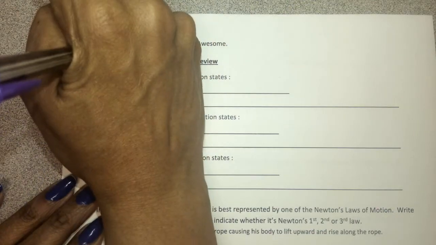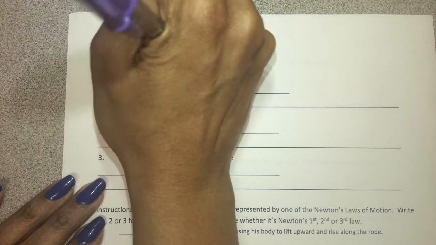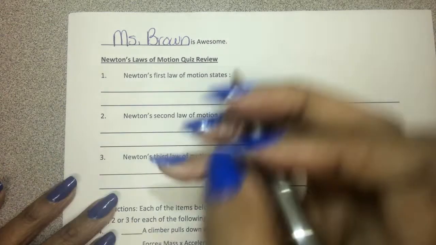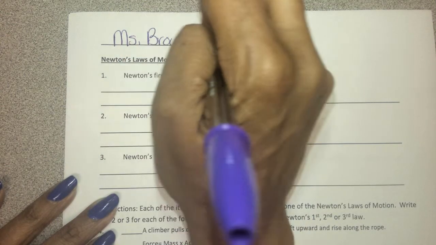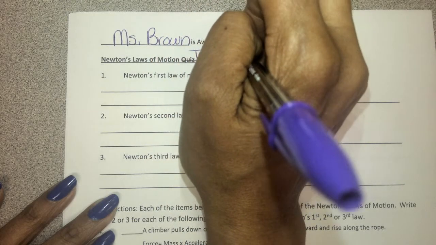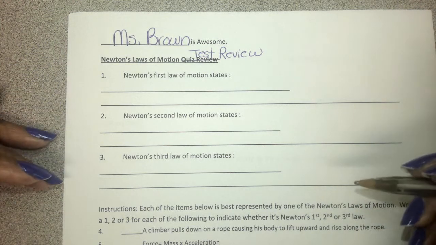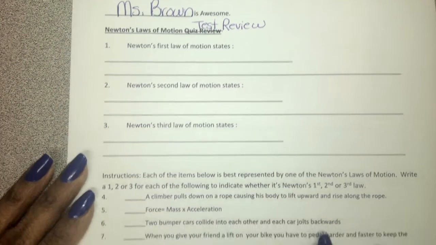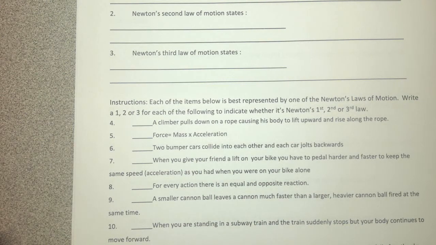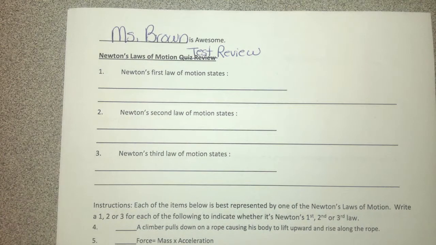First thing you need to do is put your name here because you are awesome. And this is actually Newton's laws of motion. This is your test review. We're going to define each of Newton's laws, then 4 through 12 is practice, and then a few more definitions, and then some calculations. All right, here we go.